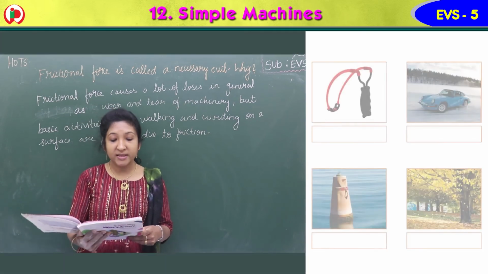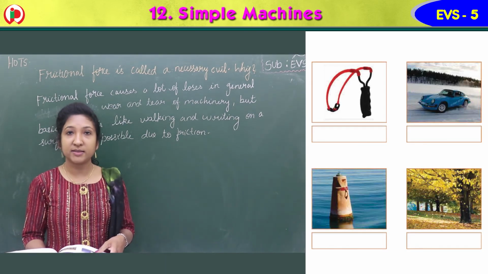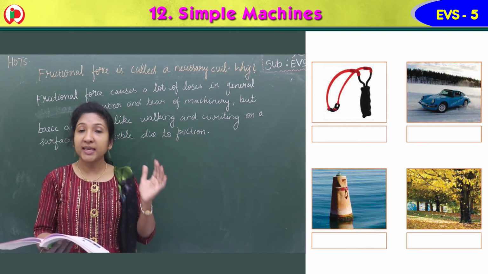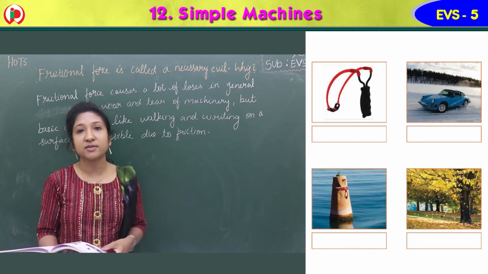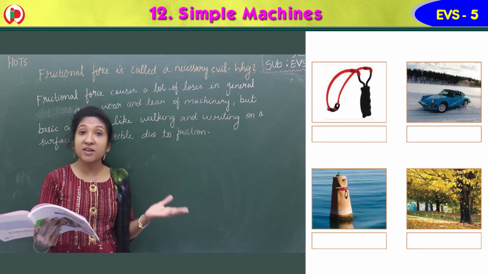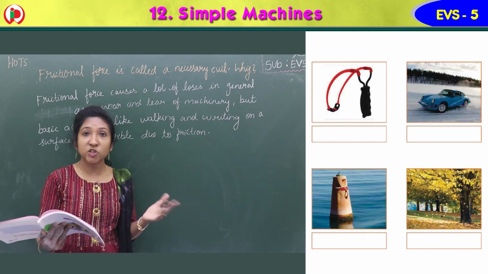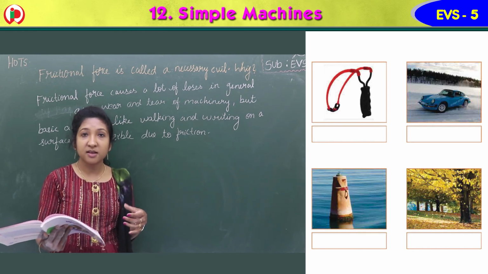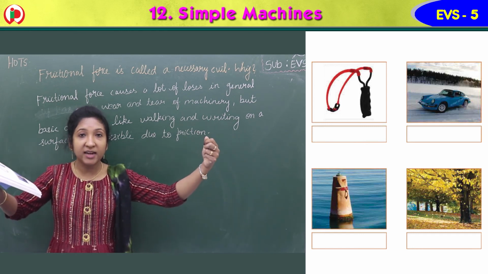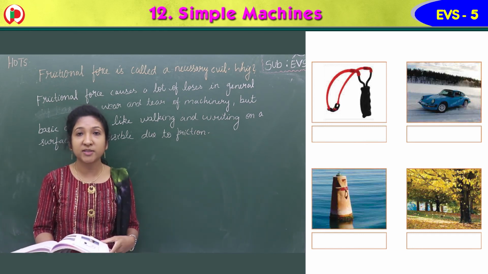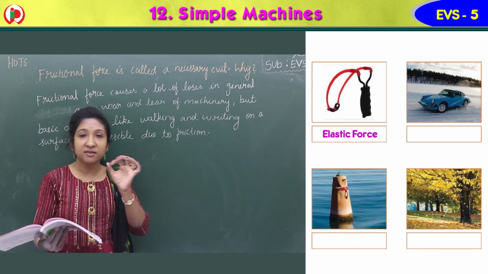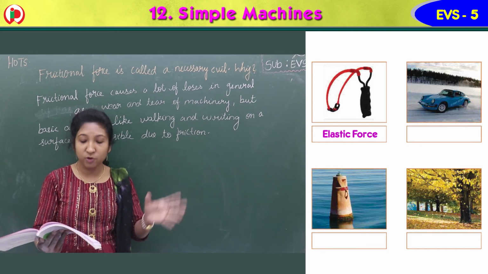Second, observe the given pictures and name the forces. Here we can see 4 images. See each image and write which force has been used there. See the first image, children. A slingshot, we can say, isn't it? Like a spring, when we stretch it, it increases its length, and when we release it, it regains its original position. Which force is that? Elastic force. So write below the image, elastic force.